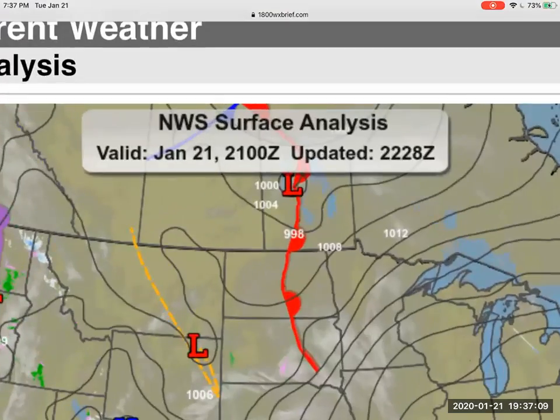which again, it's important to take a look at the valid time. In this case, the valid time was 2100 Zulu. It is updated, however, at, sorry, 2228 Zulu. So what would that be local? We are 5 hours behind England. So if we subtract 5, this was updated at 528. Originally valid at 2100 minus 5 hours would put it at 1600 local, or 4 p.m. So at 4 p.m. they made this, and then they updated it at 528.